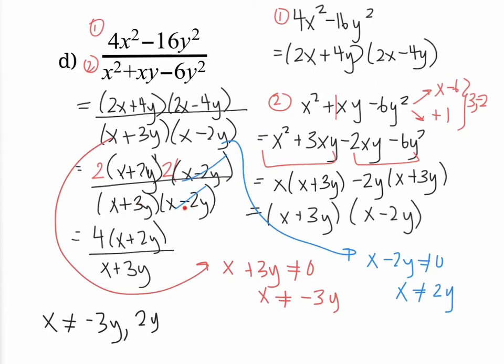Again, it's the same restrictions here and here. Writing this, it also implies that y can't equal x over negative 3 or x over 2. So we have all the restrictions all in one line, and we're done.